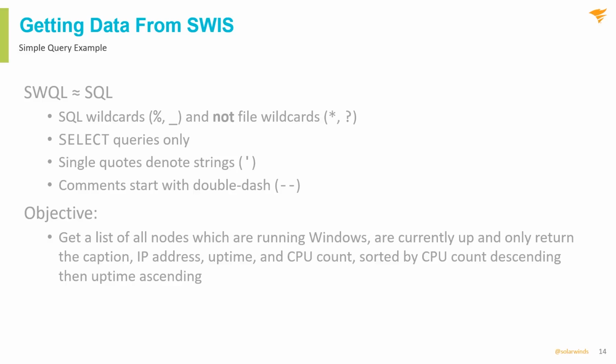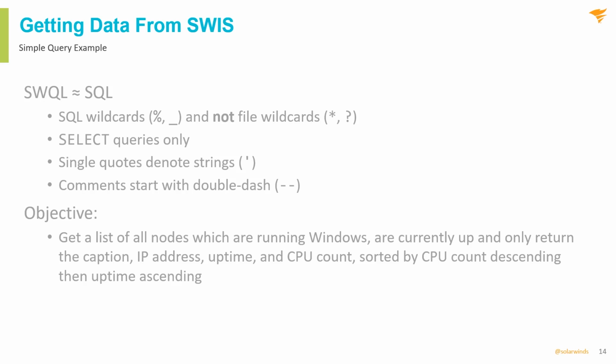Okay, so let's start with some simple ground rules. Like I said, SWQL is very much like SQL, but it is not the same. The good part is most of the stuff you already know you can continue to use, like the SQL wildcards, the percent and the underscore, not the file wildcards. So if you're familiar with SQL, you're already there. Select statements are the only ones supported. You cannot do updates, merges, or deletes. It is really only for querying data from the SolarWinds Information Service. Single quotes denote strings, so pretty simple. Don't use double quotes. And comments always start with a double dash, just like SQL. It's completely supported. So in a lot of ways, SWQL is very much like SQL.